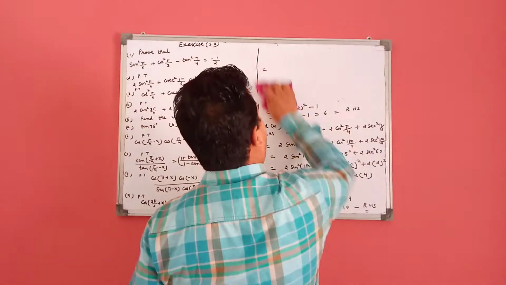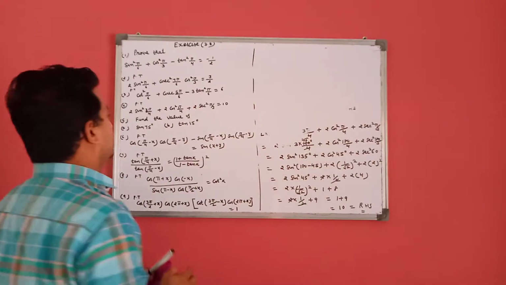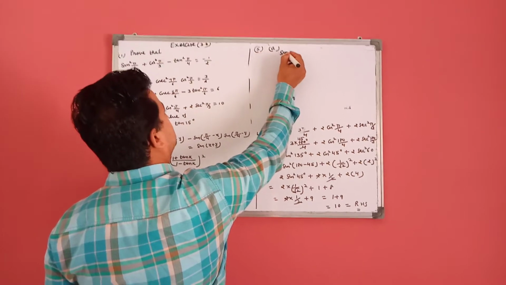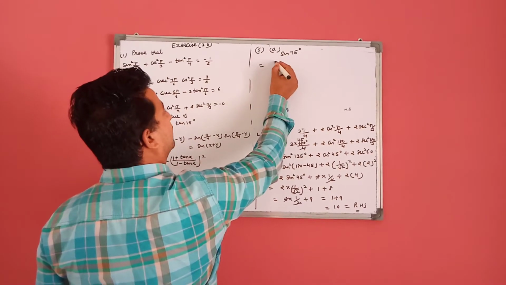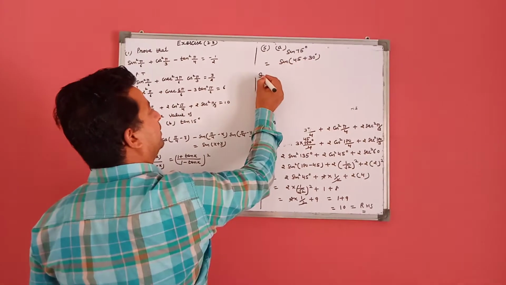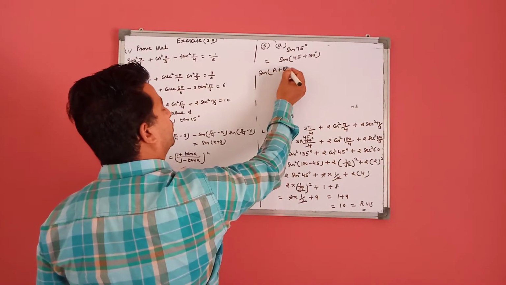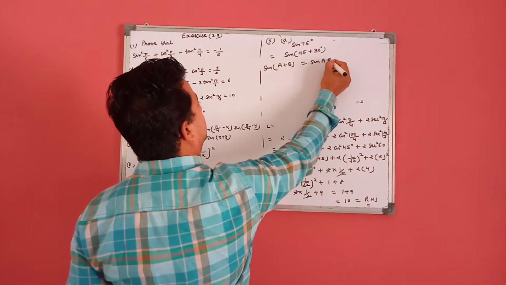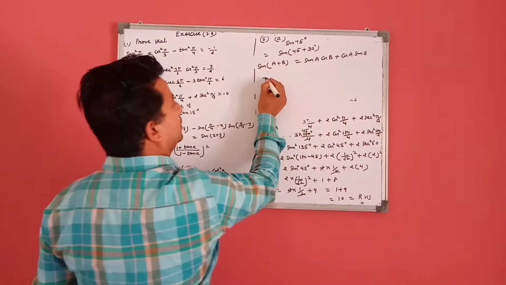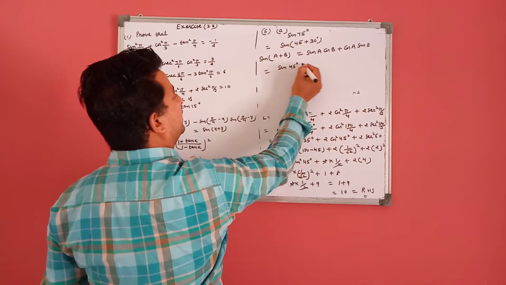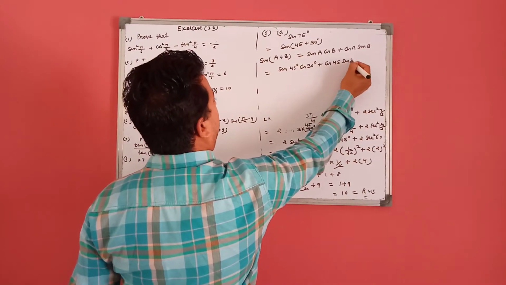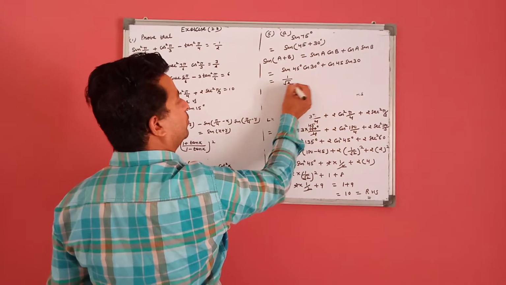In question number 5, the statement is to find the value of, first one, sine 75. As we know, we have no value of 75, so we write this as 45 plus 30. And we know the formula for sine A plus B is sine A cos B plus cos A sine B. So this becomes sine 45 cos 30 plus cos 45 sine 30. This is 1 upon under root 2.